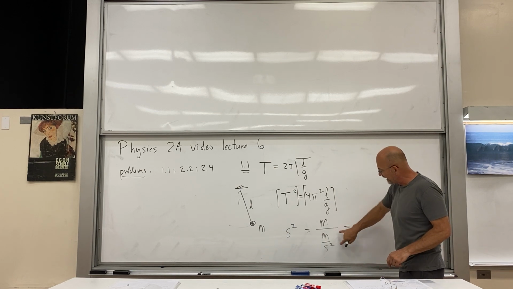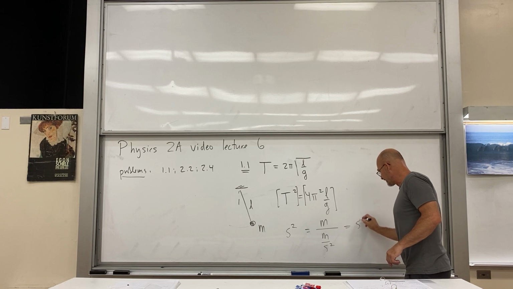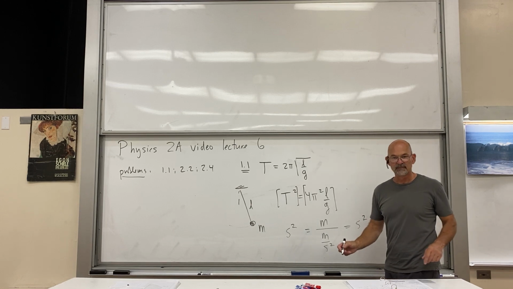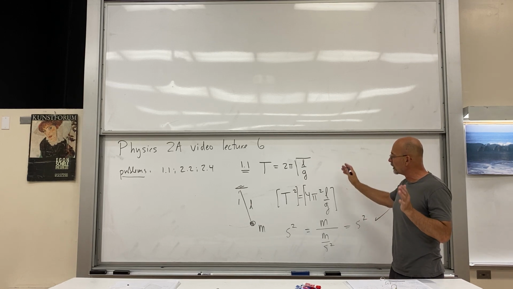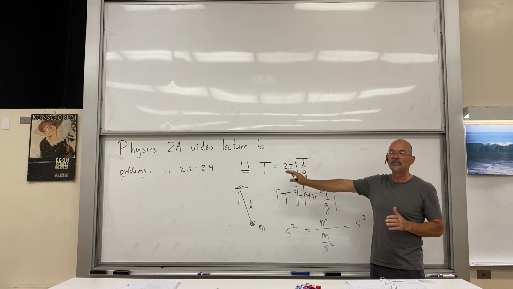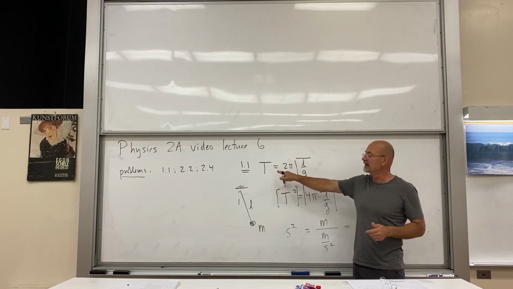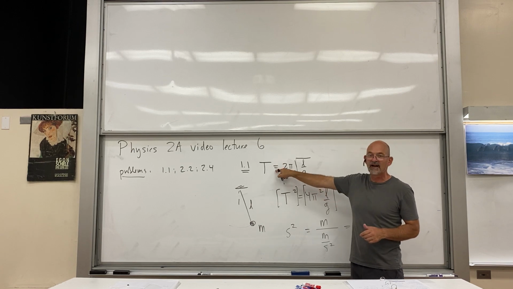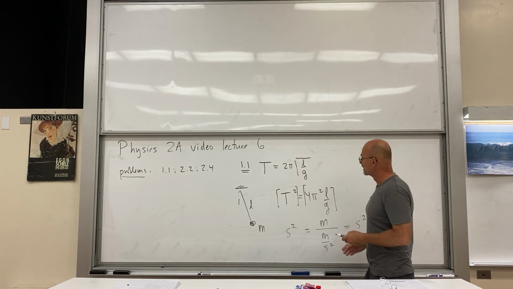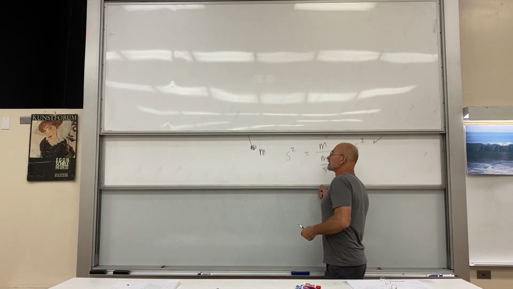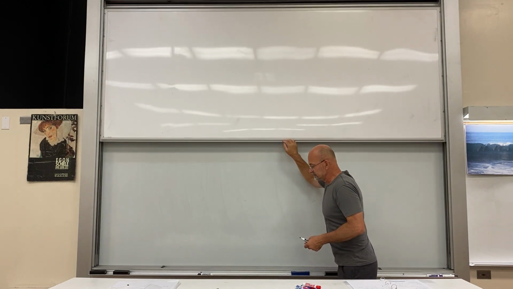The meters are going to cancel. Flip that one there, you get seconds squared. Done. So this is a great lesson. All physics equations must be dimensionally consistent, or else they are not real equations. Okay? If the dimensions aren't right, the equal sign is not true. Good. So now let's look at the other two problems.